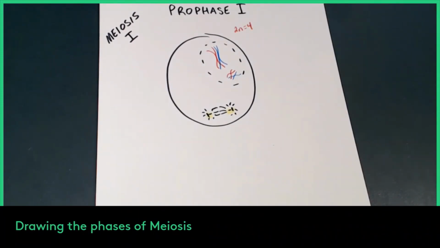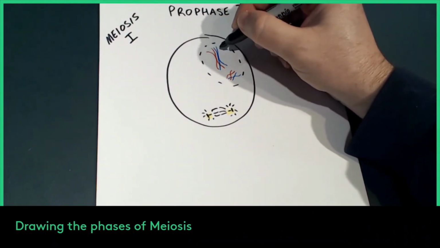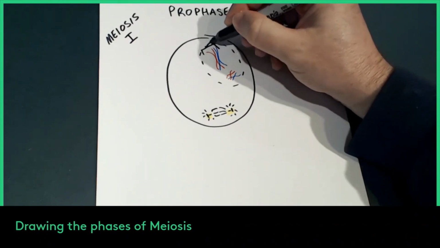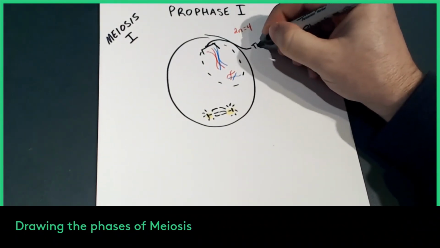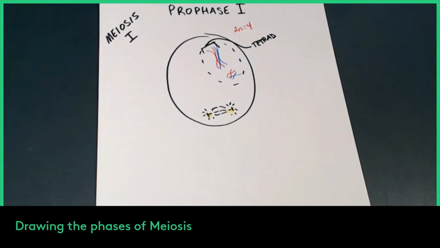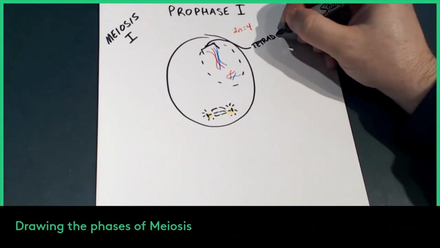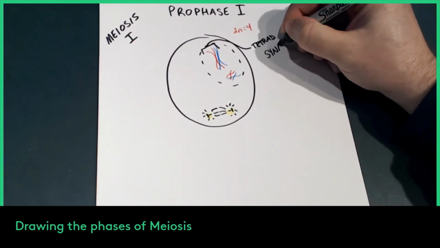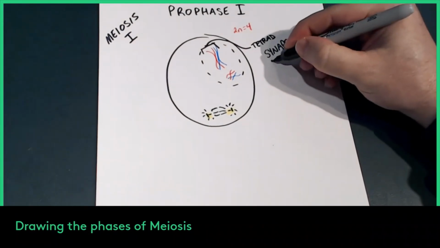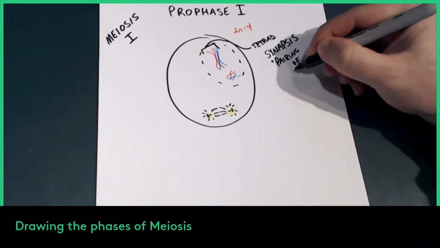So there we go. So prophase 1, what happens is we have 1, 2, 3, 4 sister chromatids lined up. And what we do is we call this a tetrad. So a tetrad forms, okay? And these form during synapsis. Now what synapsis is, is the pairing of homologs.